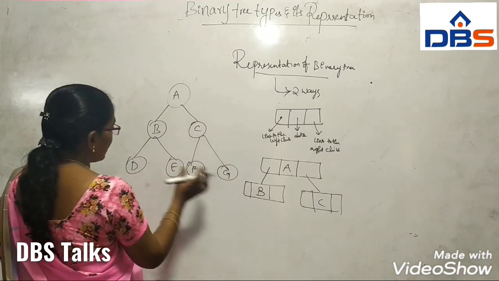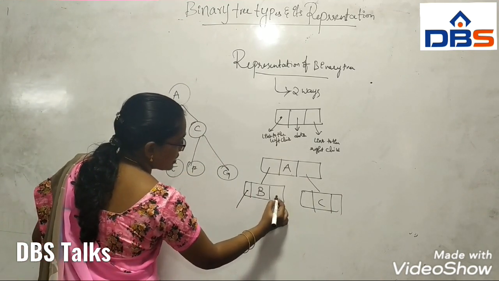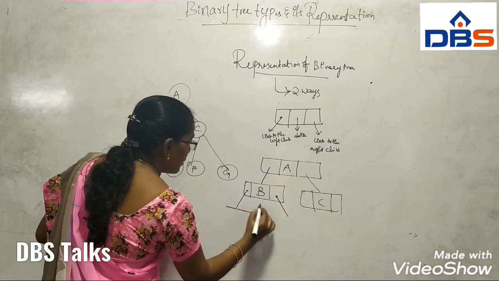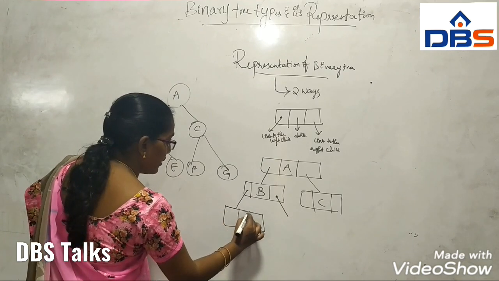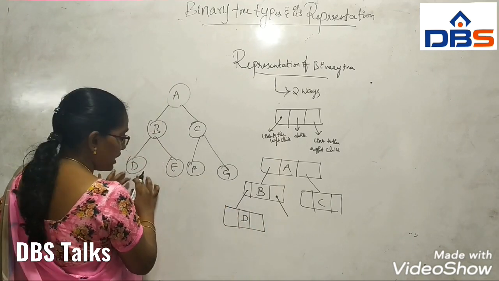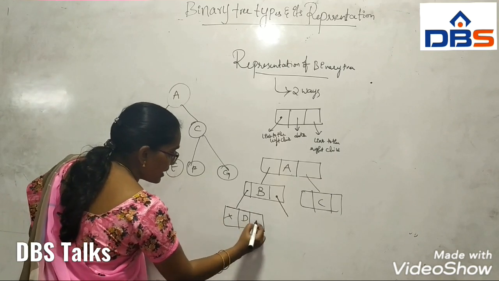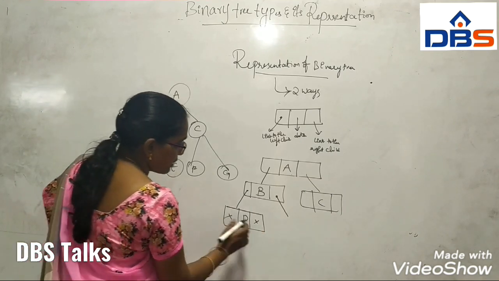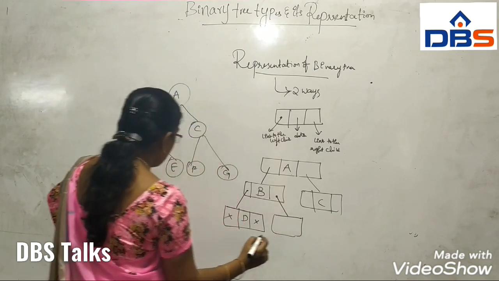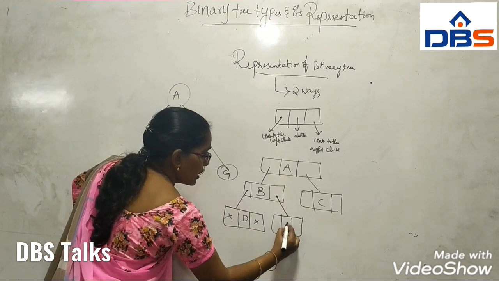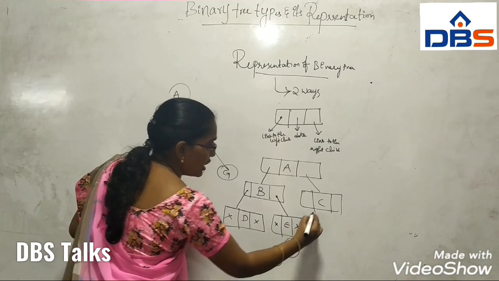For this particular node, this also has a left link and a right link. For the node B, the left link has some data D. For this node D, we do not have any child nodes, so this can be placed as null. For the node B, the right child is E. This one also does not have any left child or right child.